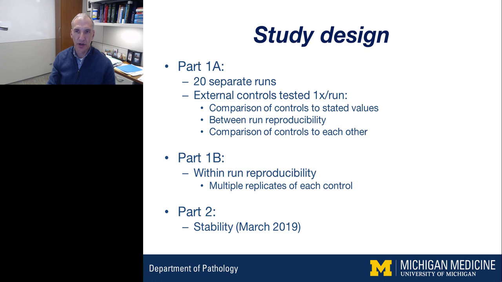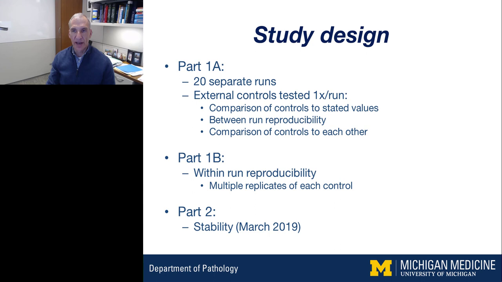So the first part of the study was looking at all of these controls tested one time per run over 20 different runs. And we used overall for the entire evaluation one lot of the HIV assay reagents and sequestered part of that so that the last part, part 2 of the study, could be performed 6 months later, which is now.